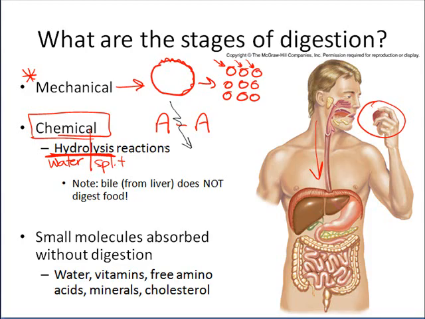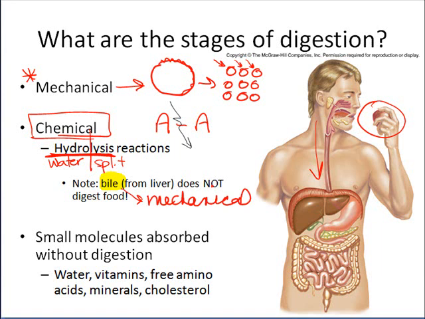One important thing I want to highlight here, and I will come back to this later when we get to the liver and talk about it even more, is the fact that the bile which the liver produces is not involved in chemical digestion. It's actually involved in mechanical digestion via a process we call emulsification. I will reserve talking about that until later, but we'll talk about it in more detail.